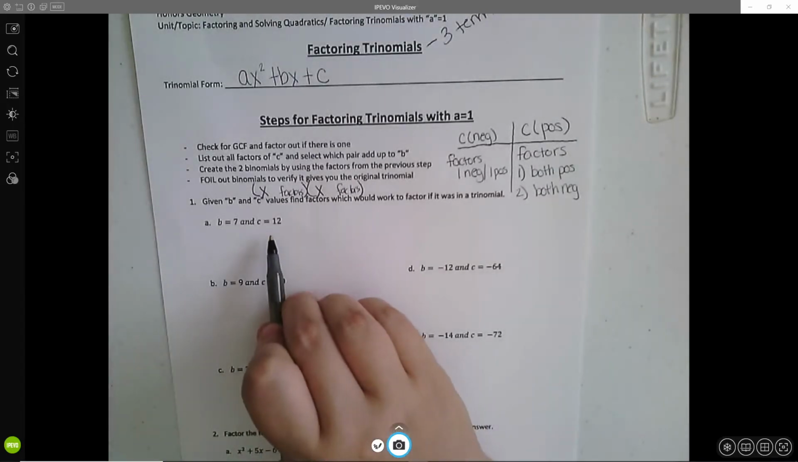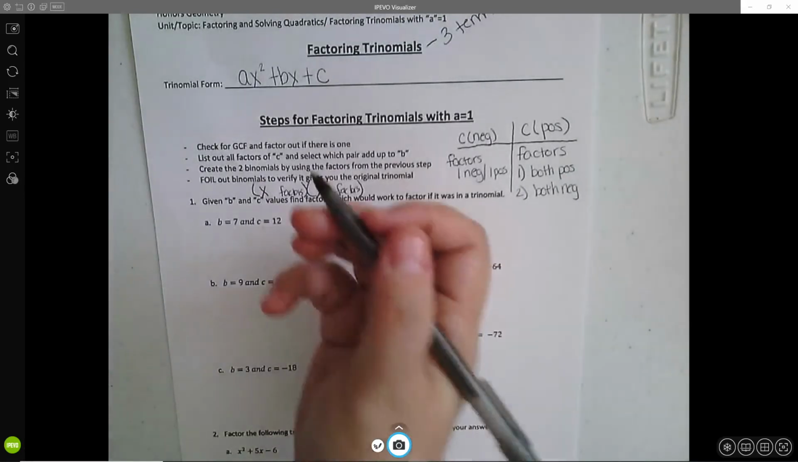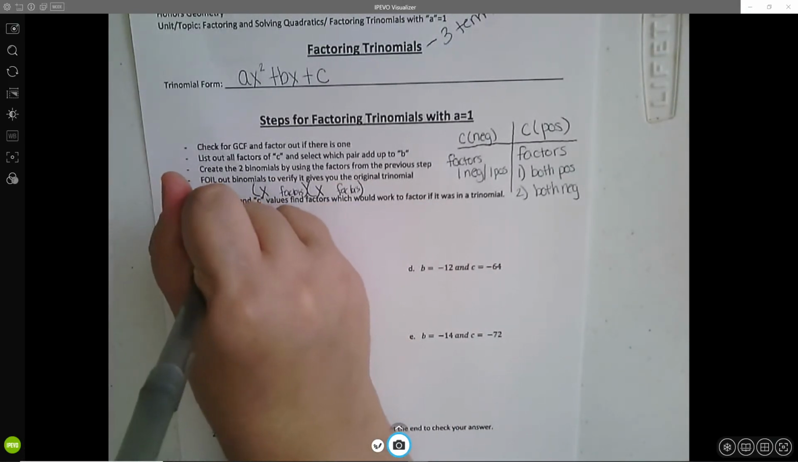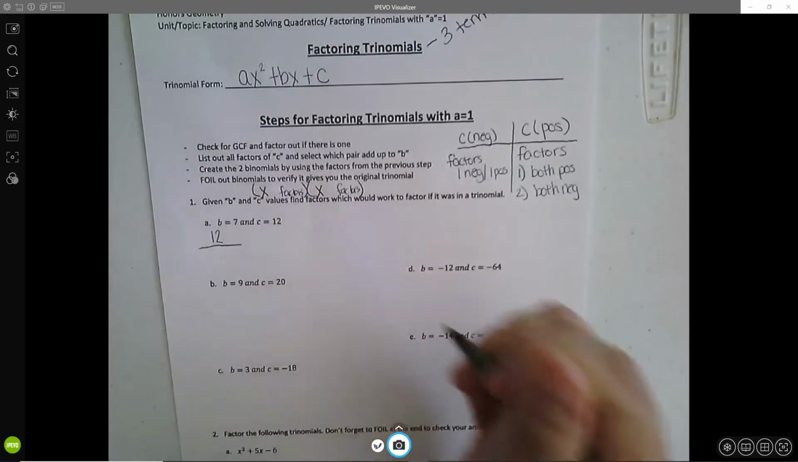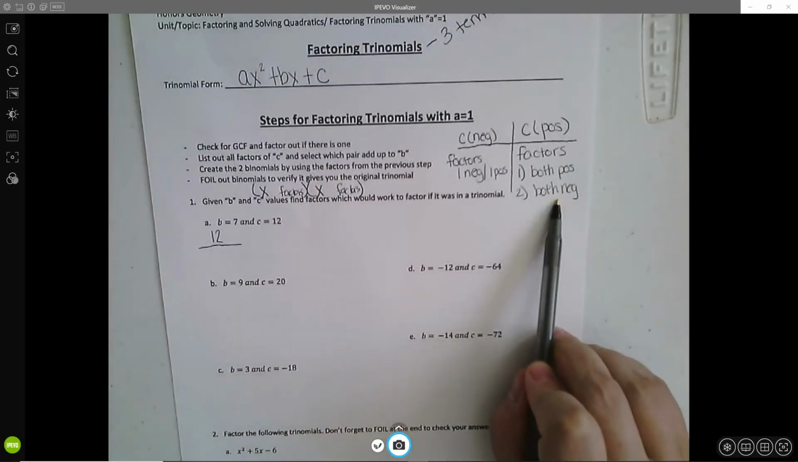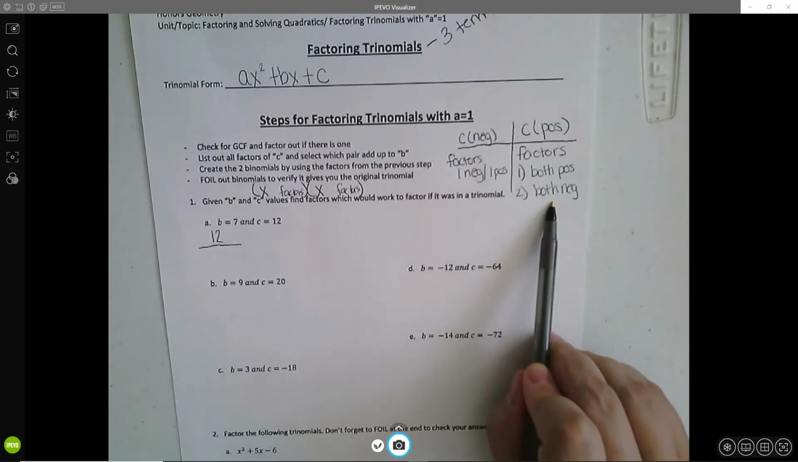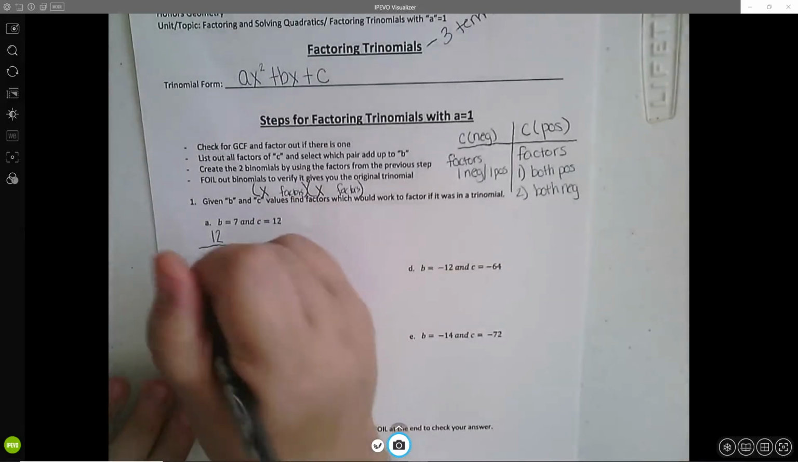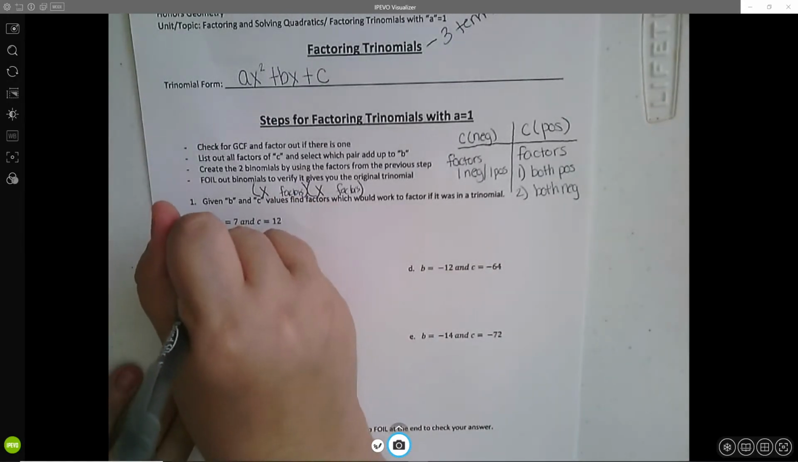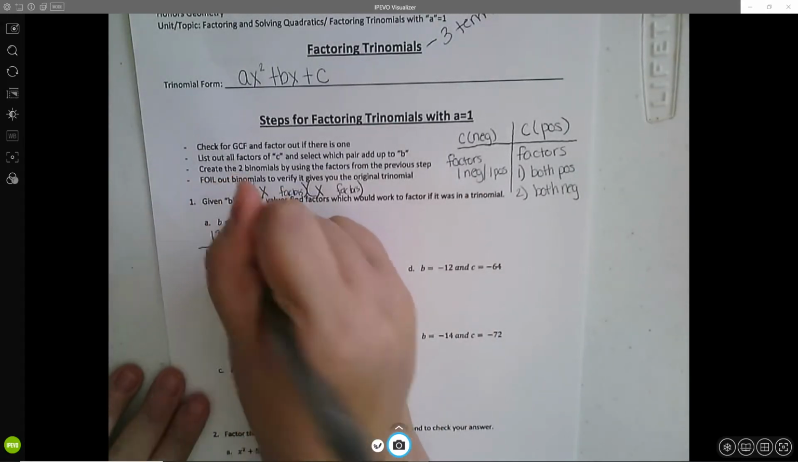Starting here with A, my C value is 12. This is telling me I need to list the factors of 12. Now notice, my C is positive. If I go back up here to my chart, since C is positive, either both are positive or both are negative. So when I list out the factors of 12, I have 1 and 12, 2 and 6, and 3 and 4.